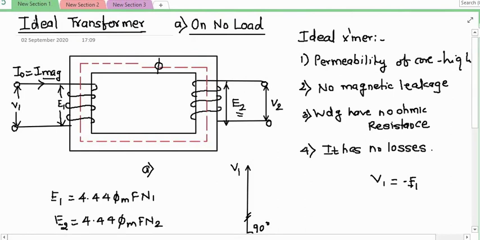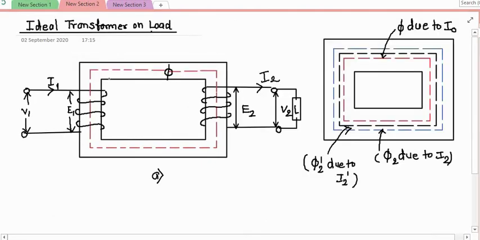Now let us start with the phasor diagram of the ideal transformer on load. So come to the ideal transformer on load. Again, this is the schematic of the elementary transformer drawn for understanding. What is the difference between the previous figure and this figure? Here I have connected the load across the secondary. That's why this is the ideal transformer on load.